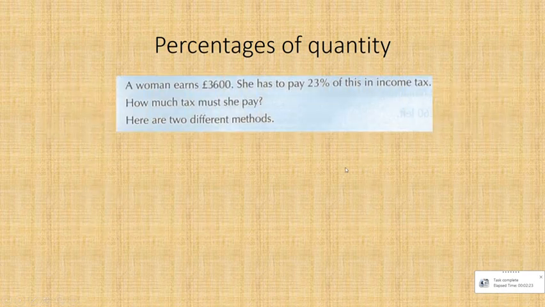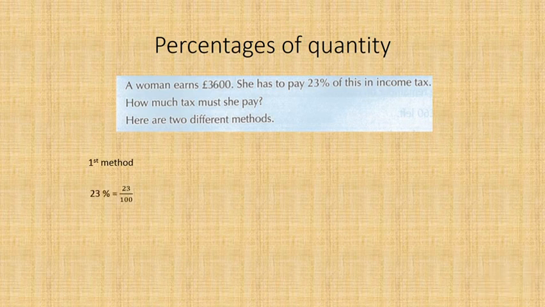Okay, let's have another example to make it more clear. A woman earns 3,600 pounds. She has to pay 23% of this in income tax. How much tax must she pay? Okay, so I will solve it with the two ways too. So the first method is changing this 23% into a fraction, so it's going to be 23 over 100, and after that multiply this 23 over 100 times the total money that she earns. So it's going to be times 3,600 pounds, and after that I'm just dividing this 3,600 by 100, so it's going to be 36, and take the 36 multiplied by 23, so it's going to be 828 pounds.